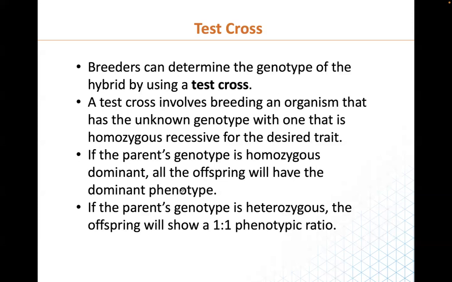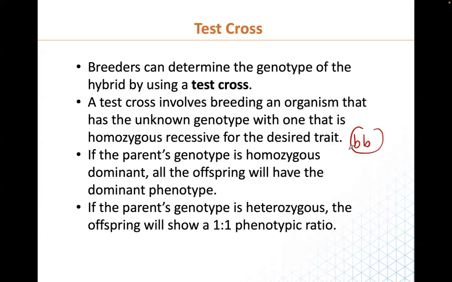So a test cross involves breeding an organism that has an unknown genotype. The organism in which you don't know the genotype, you want to breed it with the ones in which you know the genotype. But mind you, you have to breed with the recessive alleles so that you can easily know if the dominant would actually come out.